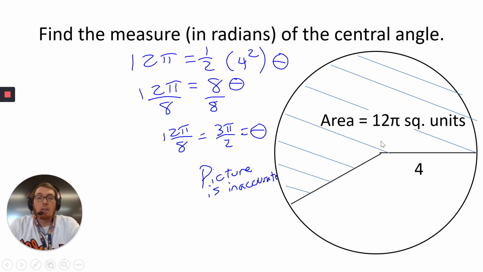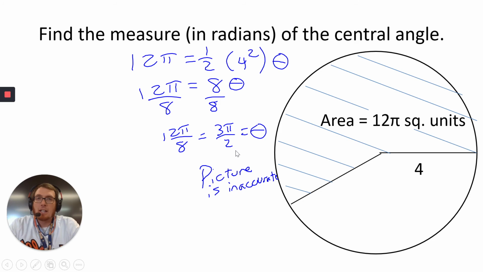Next one gives you the area. And probably a giveaway that the answer needs to be in terms of pi is that pi is involved somehow in the original information. So 12 pi is the area, equals 1/2 times 4 squared for the radius, times theta. 4 squared is 16, divided by 2 is 8. So you're just going to divide by 8 on both sides, and then that's 12 pi over 8. Don't forget to simplify, though, and that's 3 pi over 2.